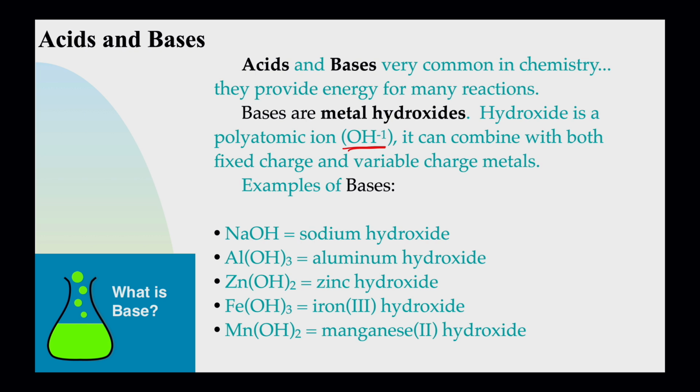But the last two there have Roman numerals with them because those are variable charge metals. Hydroxide, always negative 1. So if there's 3 hydroxides with an iron, that would be iron 3 hydroxide. And with the manganese there, you've got 2 hydroxides. 2 negative ones must be balanced by a positive 2 manganese, manganese 2 hydroxide.